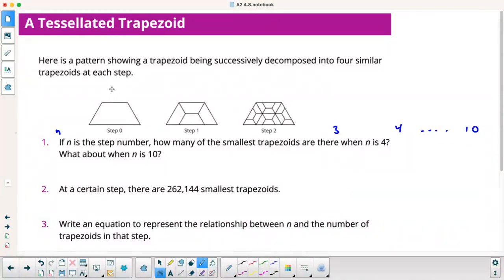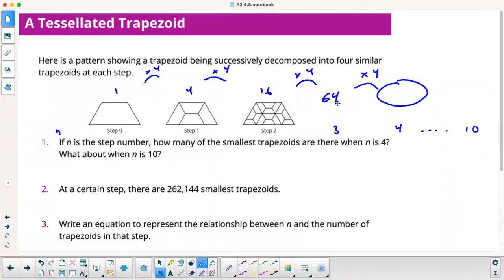There's 1 trapezoid here. There's 4 here. If I count these up, I get 1, 2, 3, 4, 5, 6, 7, 8, 9, 10, 11, 12. So we get 16. So you can see that it's really like times 4 times 4. Okay, so to get to this one, you could just times it by 4 and then times it by 4, and you could get your answer right there. So 16 times 4 would make this 64, and then times 4 again would give me 256.